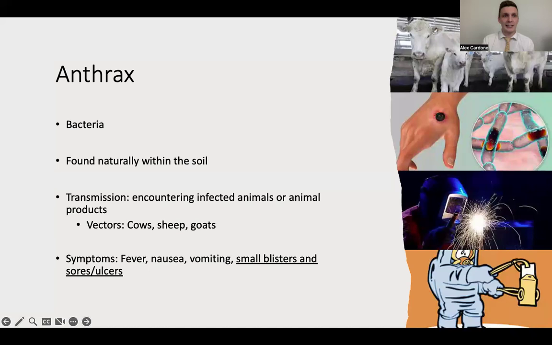Next, anthrax. So anthrax, similar to the two before, is also a bacterial infection. So far we have about 3 bacteria for you to be able to focus on. This is naturally found within the soil. And so transmission typically occurs whenever that contaminated soil is picked up by an animal and is either spread to humans by that animal directly or in animal products, most commonly like sheep, cows, or goats. Goats are one of the bigger ones that you kind of hear associated with anthrax.